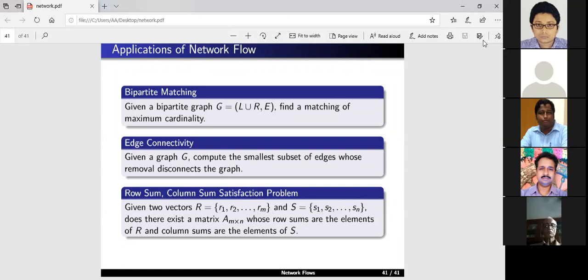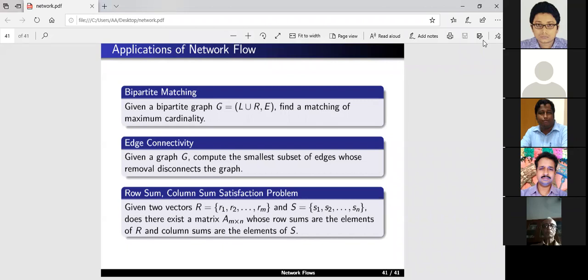Hello, sir. Yes. Is this algorithm satisfactory for the satisfaction problem? Here it is written row sum, column sum, and satisfaction problems. Row sum, column sum, satisfaction problem. That is the name of one problem.